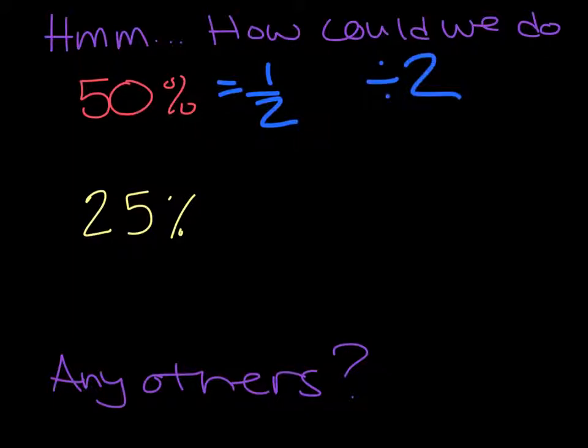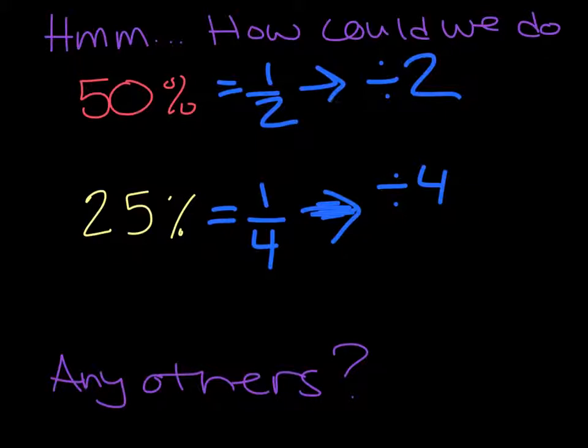25%, we could calculate 20% of something, 5% of something, and add them. Or, hopefully, you know that 25% is 1/4. And so if it's 1/4, we could just divide by 4. So there's just two other ways that we could use mental math to help us.